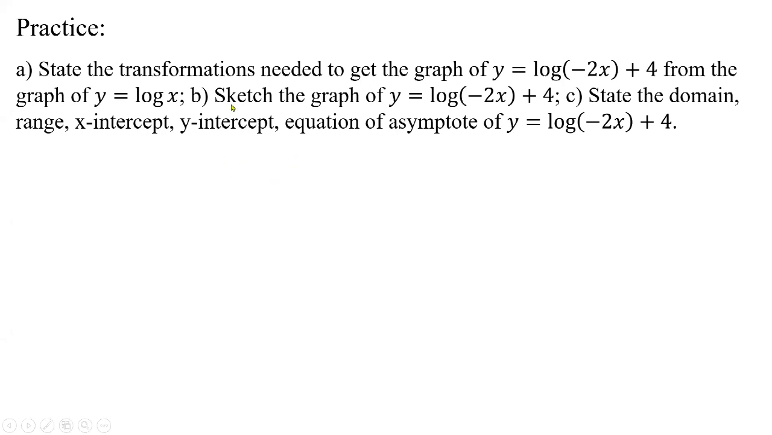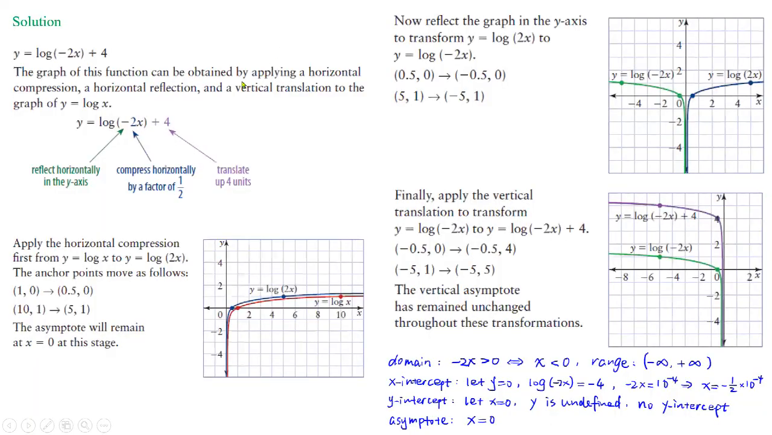Okay, so have we finished? Let's have a look at the solutions together, okay? All right, so basically there are two parameters. One parameter is k, which is -2. That corresponds to a horizontal compression by a factor of 1/2 and a reflection horizontally in the y-axis, right?